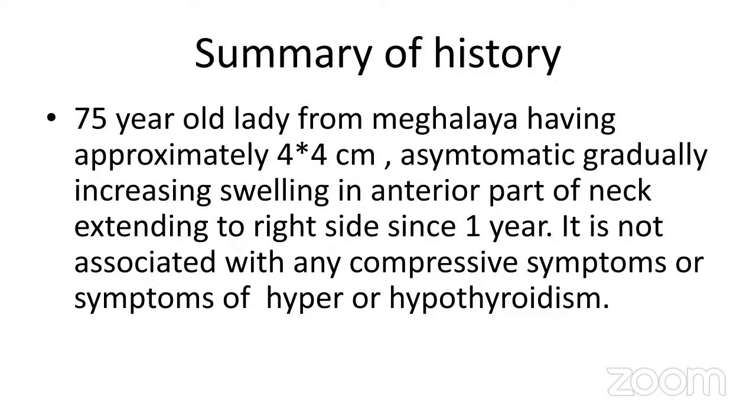To summarize my history, my patient is a 75-year-old lady from Meghalaya with an approximately 4 centimeter anterior neck mass, which is asymptomatic, regularly increasing in the anterior part of the neck, extending to the right side since 1 year. It is not associated with any compressive symptoms or symptoms of hyper or hypoparathyroidism.